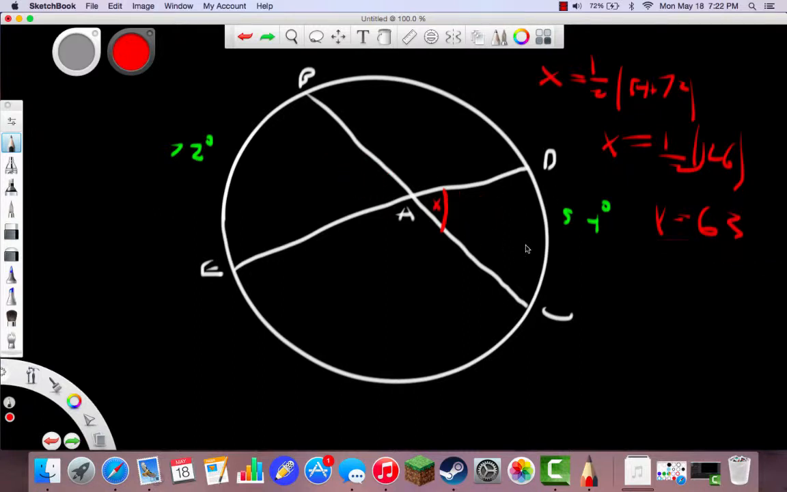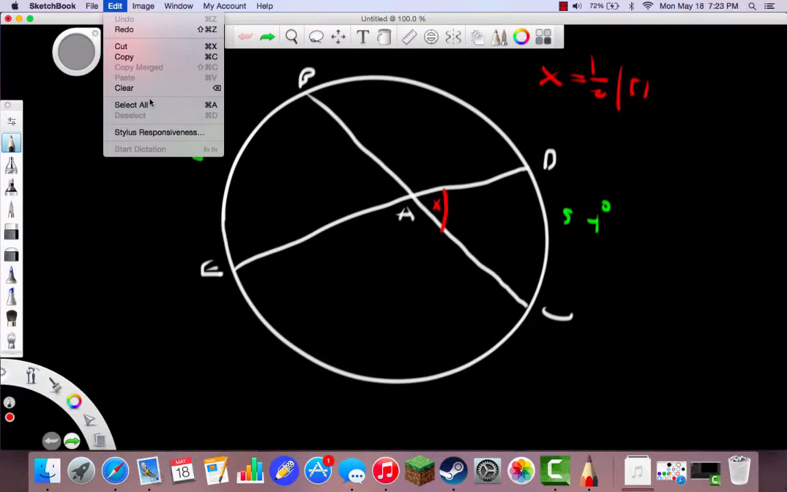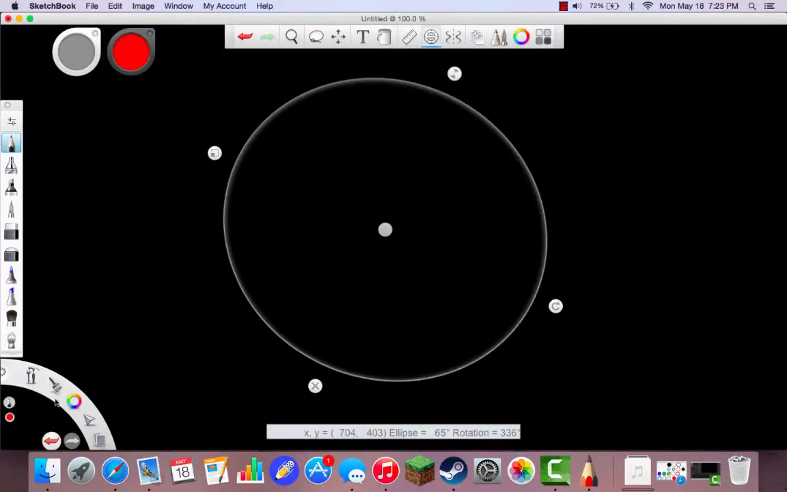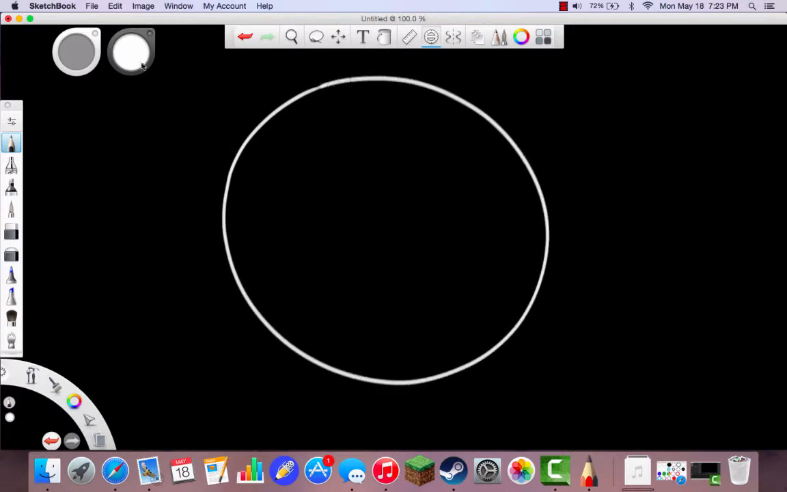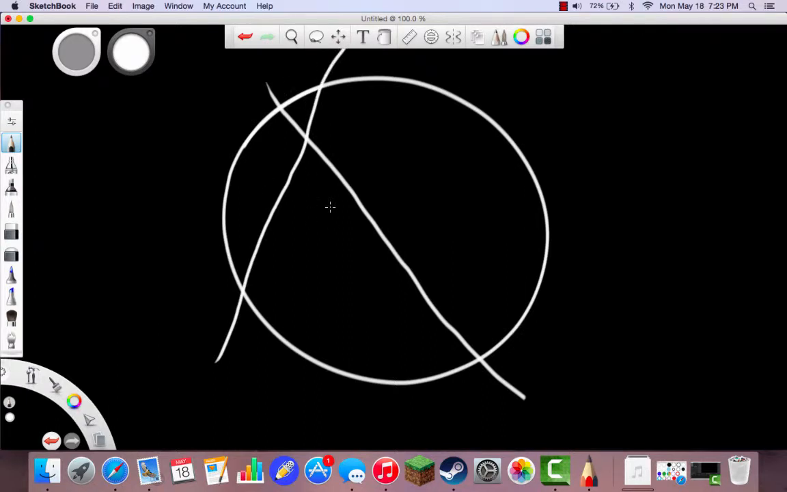All right, let's look at another one of these, a bit different. Secants this time. So we have this line, and we have this one, and they intersect at points A, B, C, D, and E.